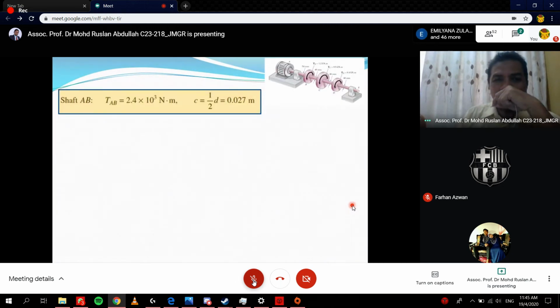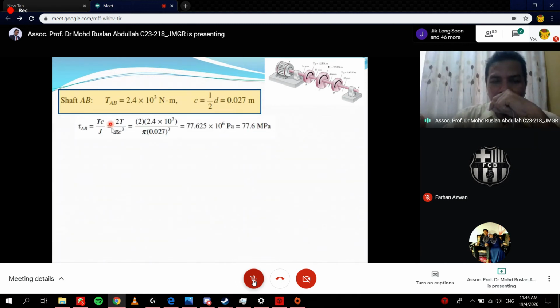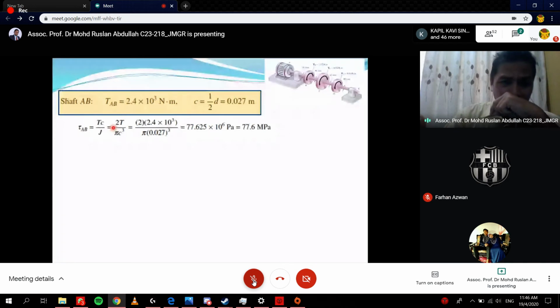For example, we refer to section AB. For section AB, we know that the torque equals 2.4, and then C equals half D. Then we can apply this formula, the formula we just simplified as I mentioned before. Why can we simplify? Because we want to determine the tau maximum.